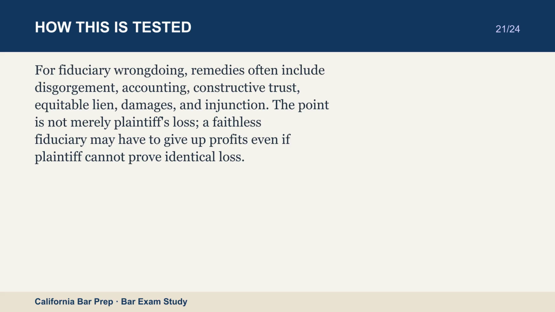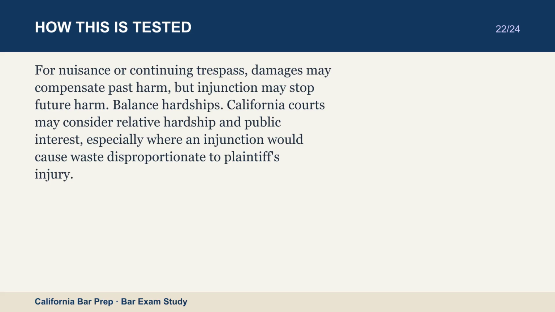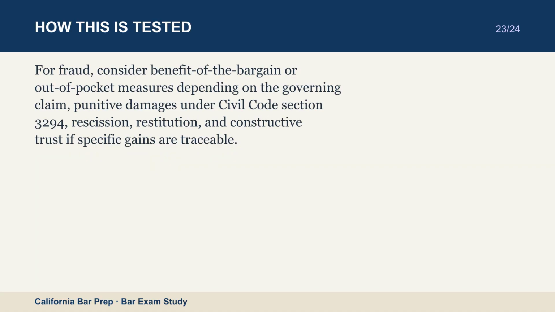For nuisance or continuing trespass, damages may compensate past harm, but injunction may stop future harm. Balance hardships. California courts may consider relative hardship and public interest, especially where an injunction would cause waste disproportionate to plaintiff's injury. For fraud, consider benefit of the bargain or out-of-pocket measures depending on the governing claim. Punitive damages under Civil Code Section 3294, rescission, restitution, and constructive trust if specific gains are traceable.